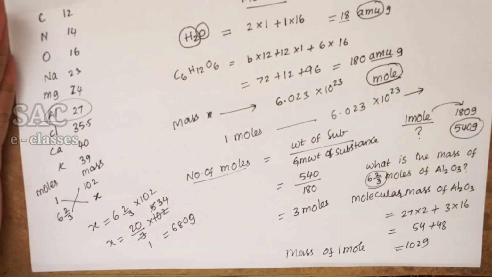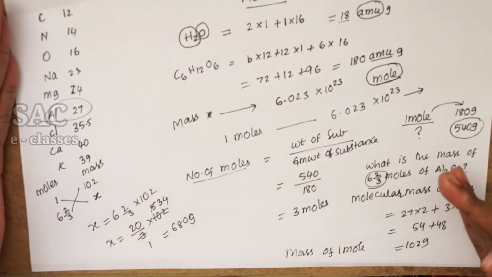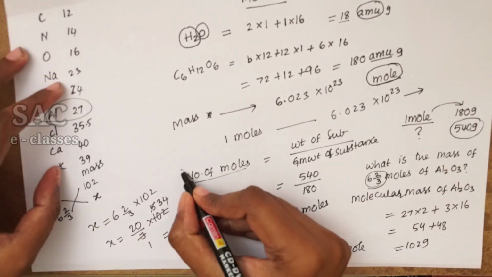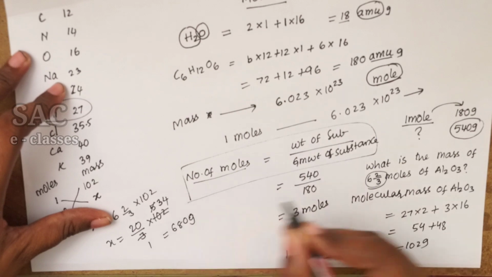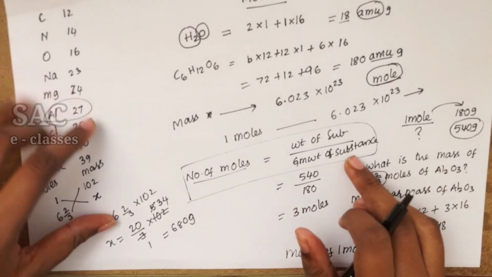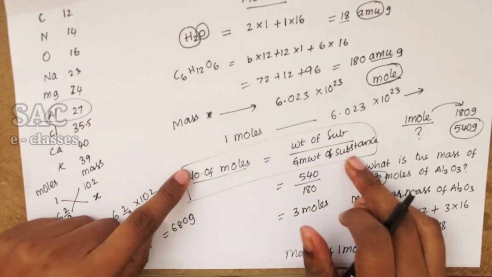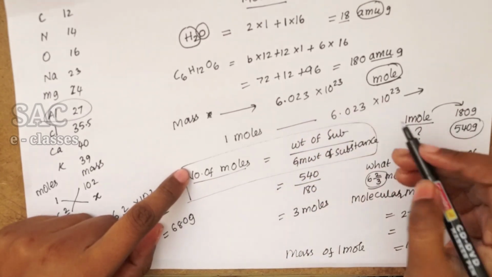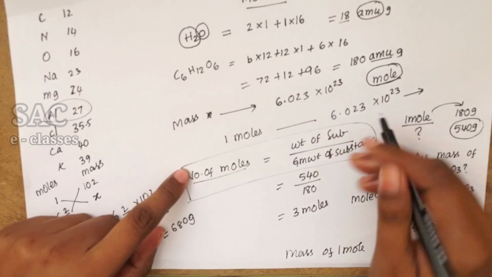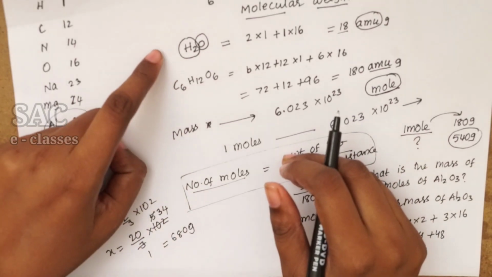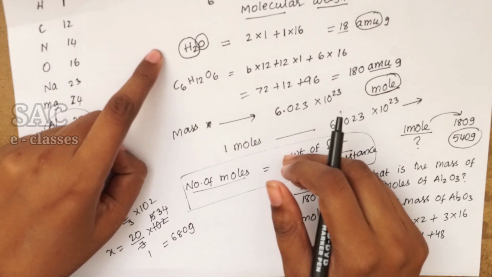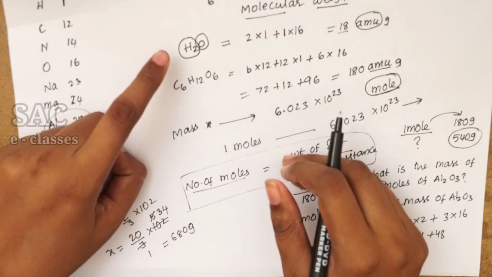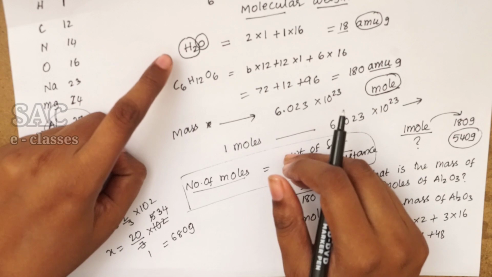This kind of problem we can expect from the mole and mass. First of all, what is the number of moles? The formula is weight of the substance by gram molecular weight of the substance. In every mole of the substance, there are 6.023 into 10 to the power of 23 atoms. We call this the Avogadro number. What does molecular weight mean? Molecular weight is simply the sum of all atoms' atomic weights.